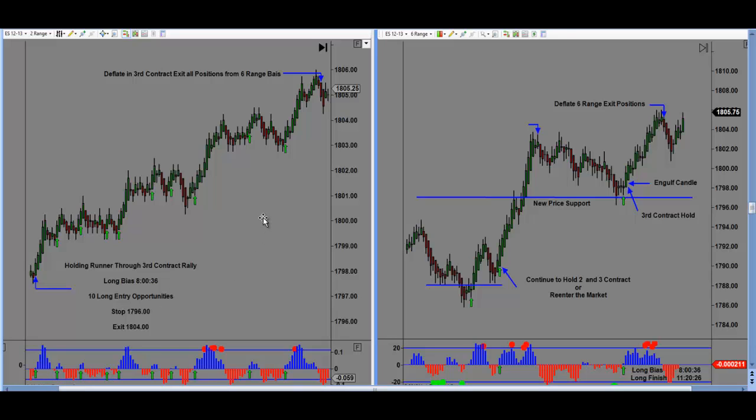Okay, now the long bias became at 1798 level. Your stop would be 1796, and your exit was at 1804. And this is how you would hold your third contract rally. As the market was going up, you had multiple areas. Not saying it's going to fall or drop right away once you enter, but you can look at the valuable areas to be able to take those signals to increase your probability so you can have an effective run.